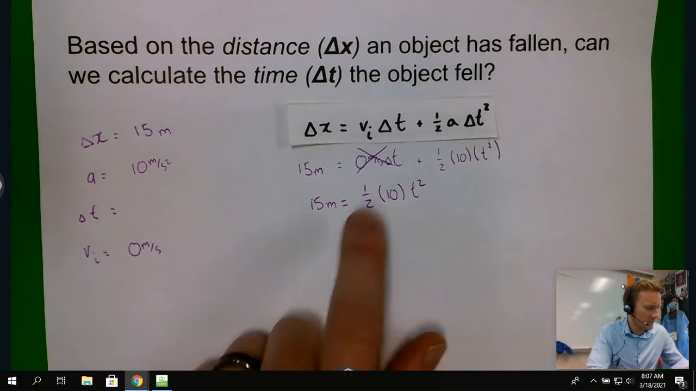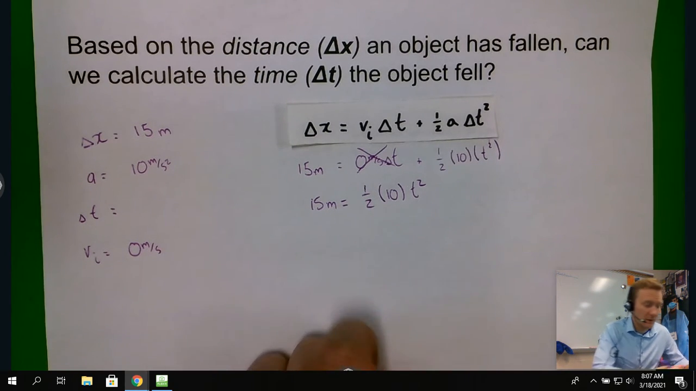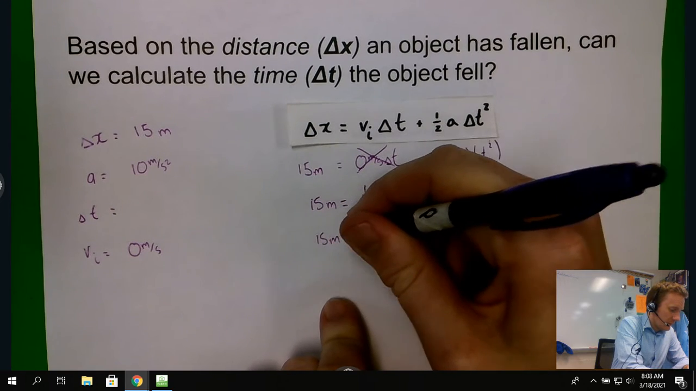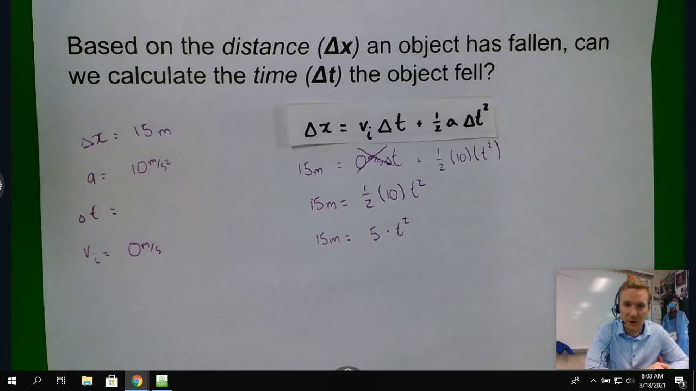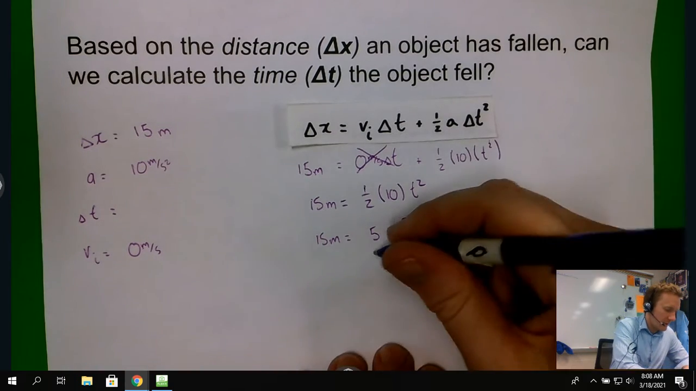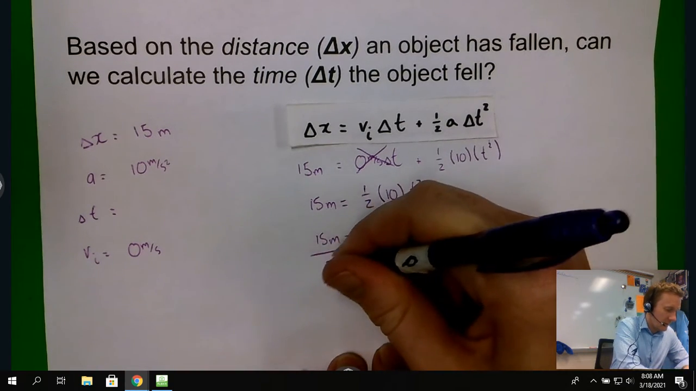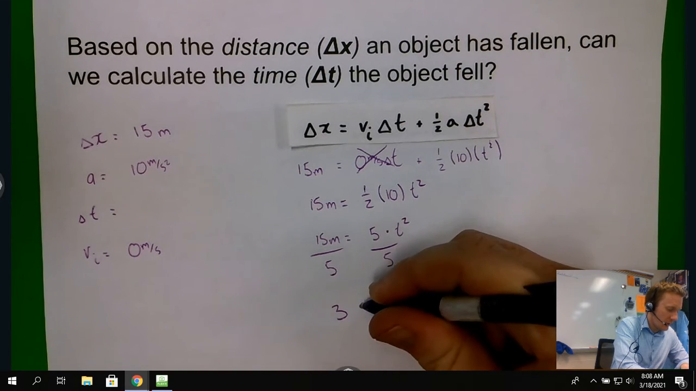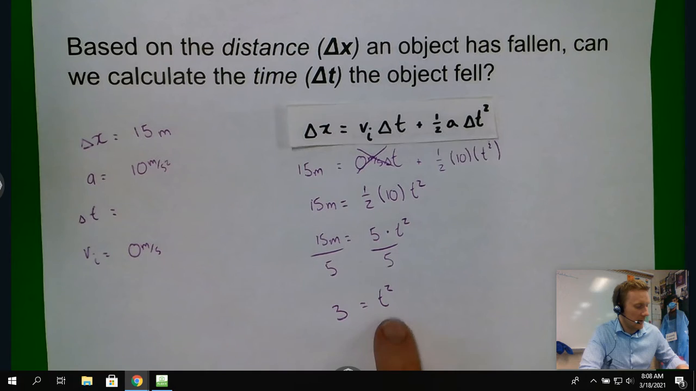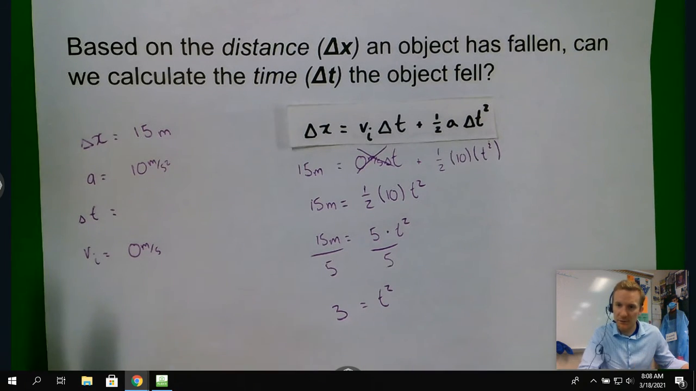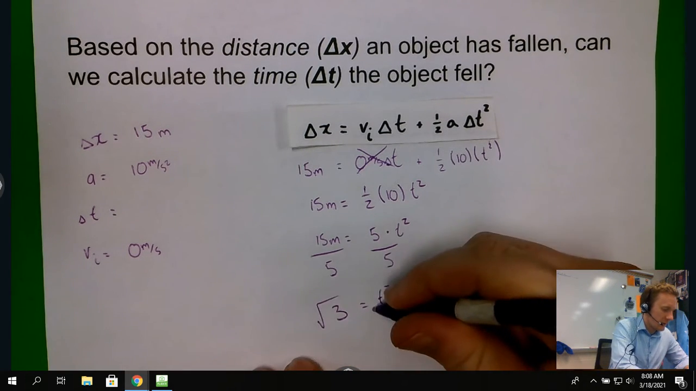So from here we can just simplify. We've got 15 meters. 1/2 multiplied by 10 is 5. So 15 meters is equal to 5 times time squared. Let's get t squared all by itself. So divide both sides by 5. We end up with 3 is equal to t squared. And then to find time all by itself, we just have to find the square root of both sides.